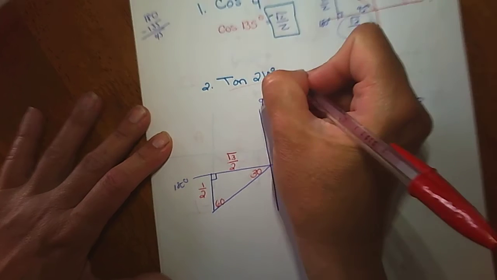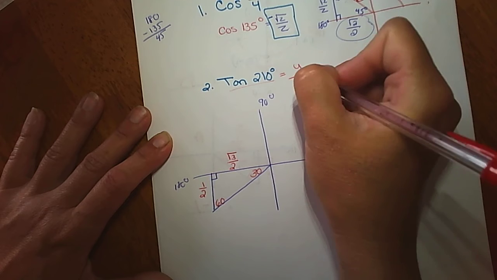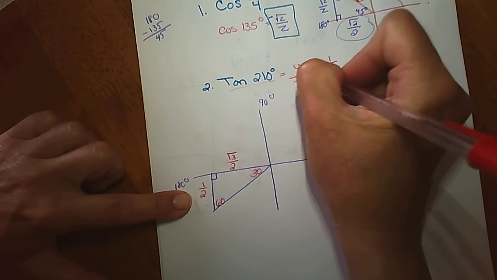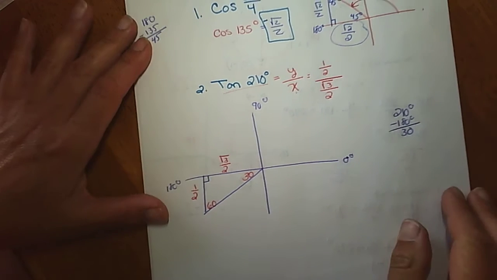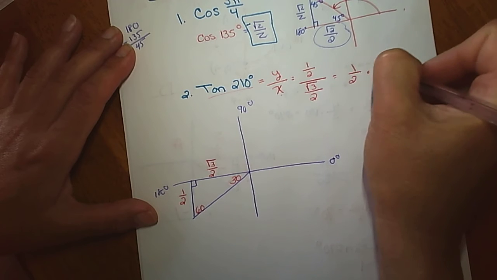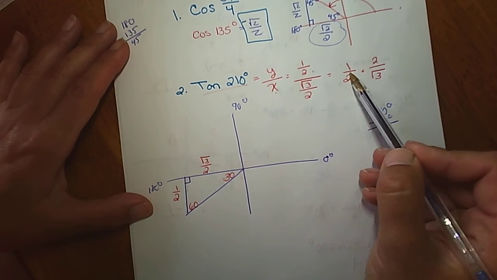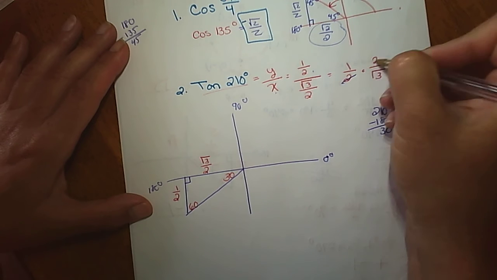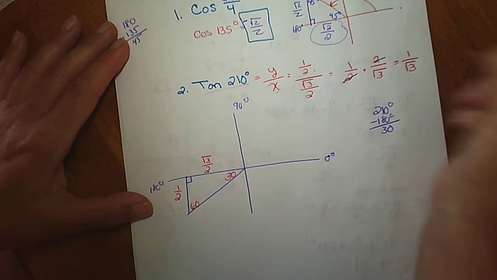Now to do tangent, it's y over x. It's sine over cosine. So the y value is a half. The x value is radical 3 over 2. And we're going to do keep, change, flip on this guy. Anytime you have fractions over fractions, you keep the top, change your fraction bar to a times, flip it over. The 2's cancel. So I end up with 1 over radical 3.